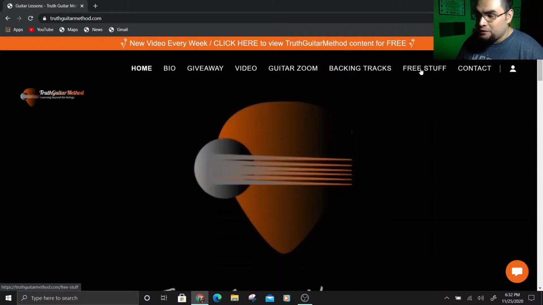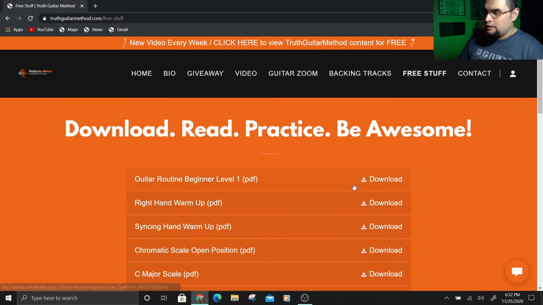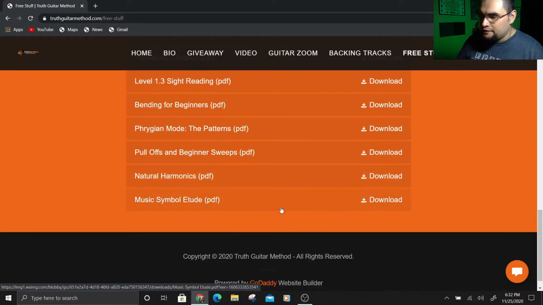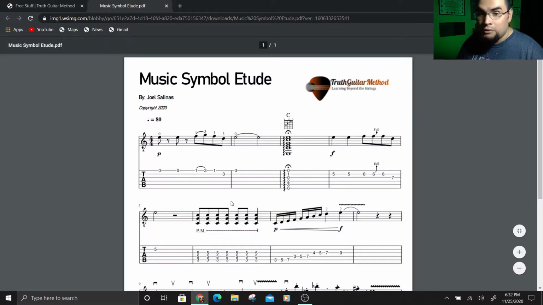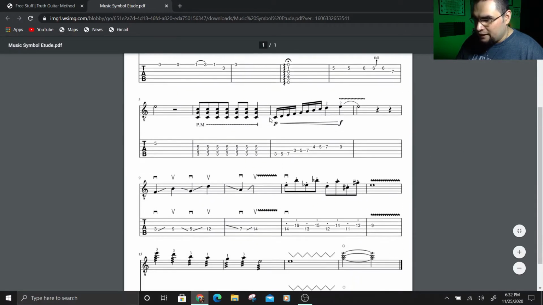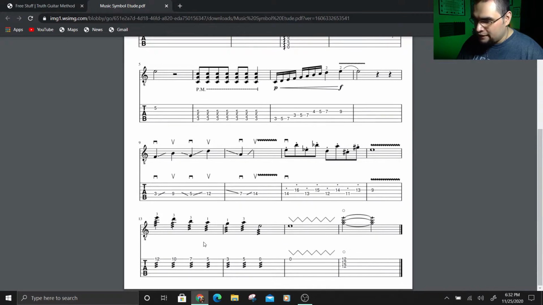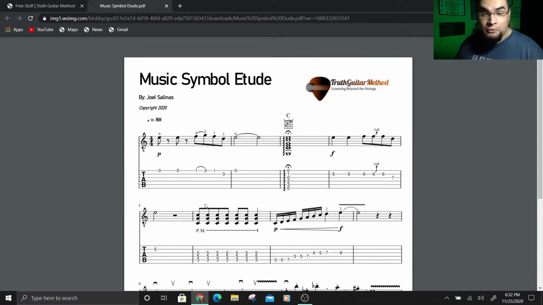And then once you're there, you're going to go to Free Stuff. The tab is right here, and you're going to scroll down. Now all this stuff that you see is free. You can download it and use it for your own benefit, to get better at guitar, or to understand certain things. So the music symbol Etude is basically a piece of music that I created that has all kinds of common symbols that you might run into when trying to learn one of your favorite pieces. So let's talk about each and every single one of the symbols that are in this page. I'm not going to skip a single one, so stay tuned.